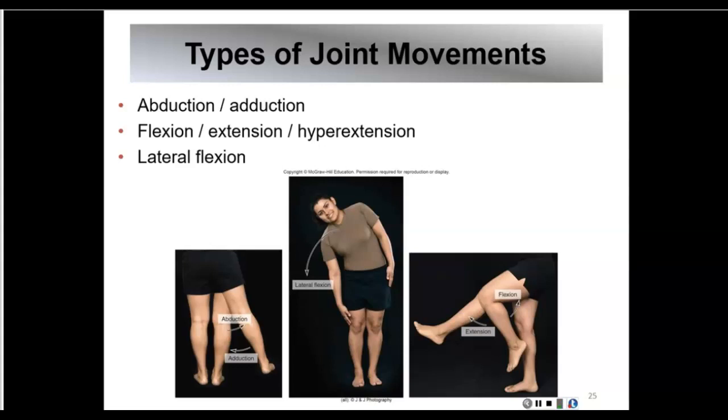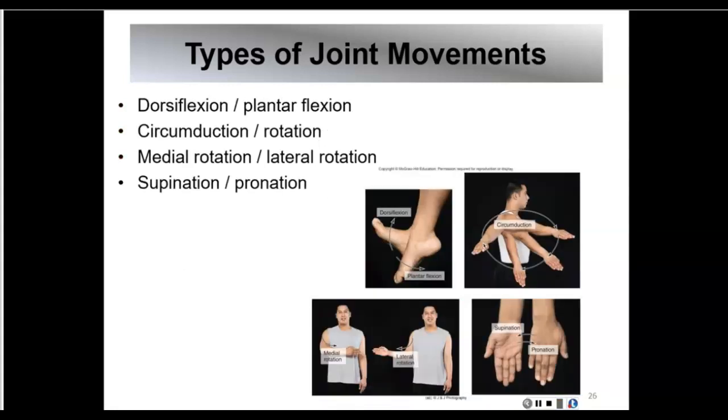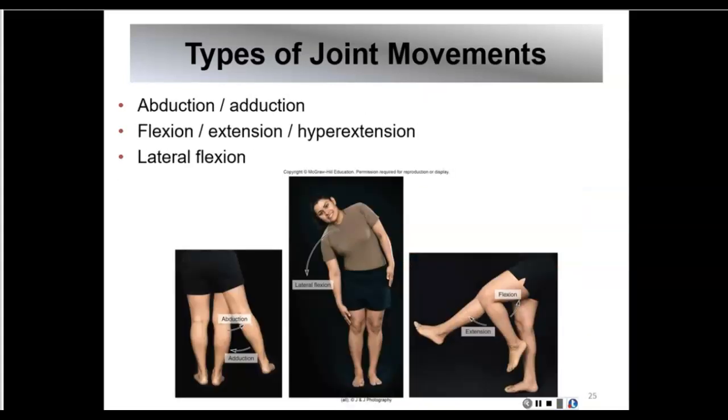Flexion is basically shortening the angle. For example, with this leg, this knee joint is flexing. If you think of the leg straight as 180 degrees, and you shorten that to 90 degrees, it's now flexion. If you straighten the leg, you've lengthened that angle, and now it's extension. Hyperextension only happens in the wrist, and that's a normal movement.